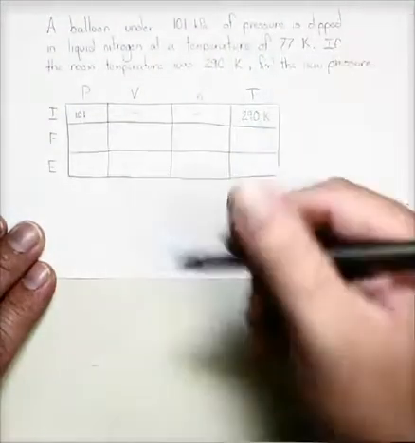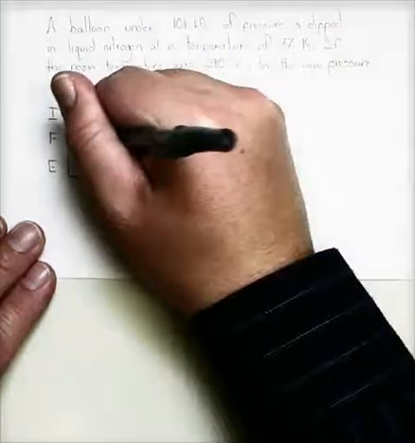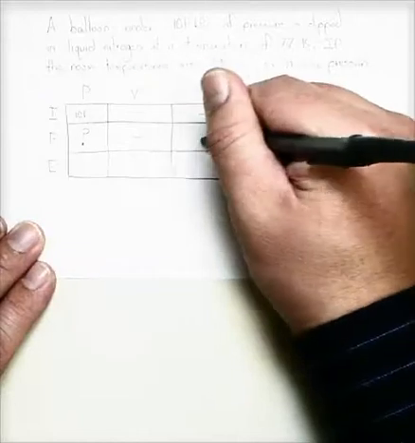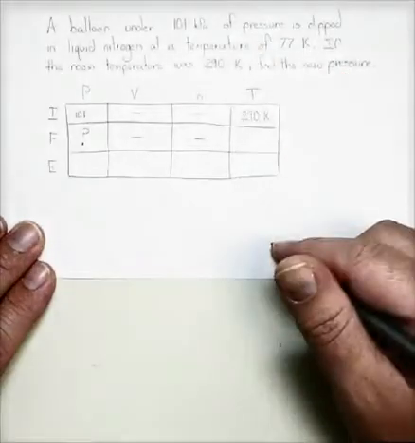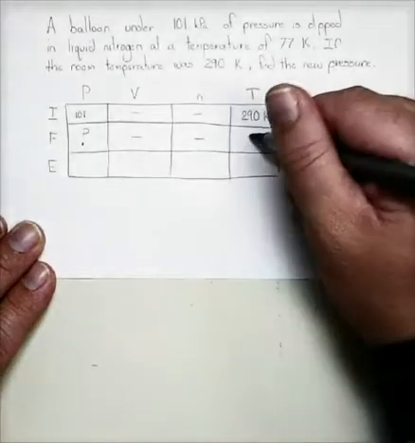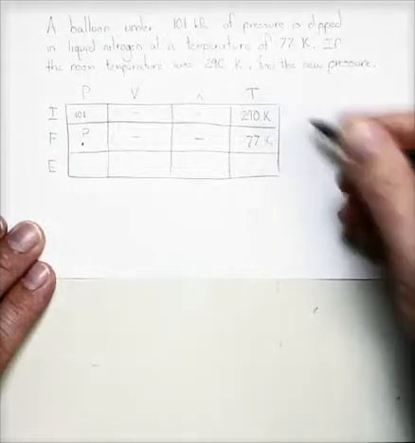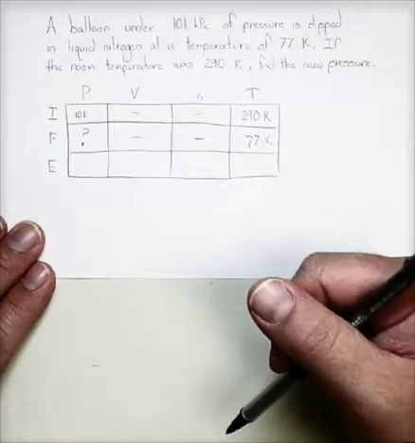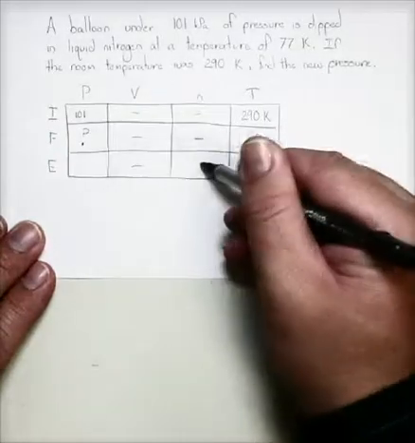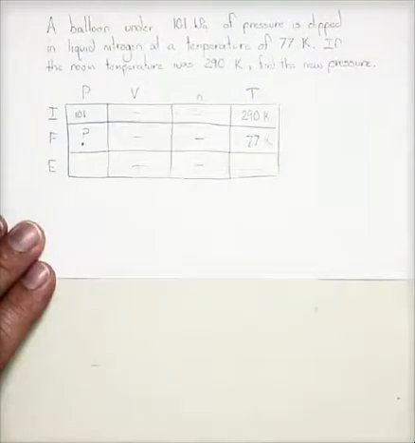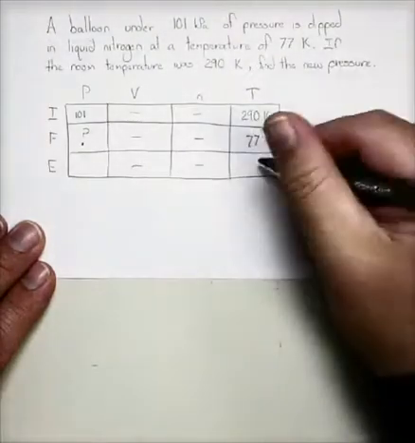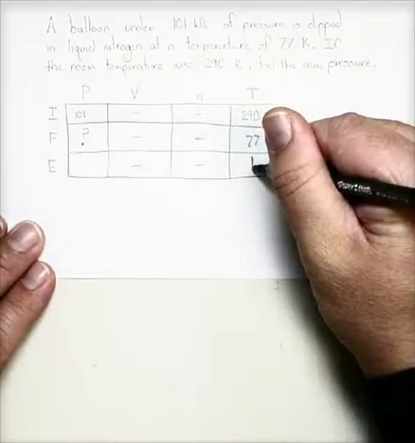So now let's talk about the final after the change. We don't know about the pressure, but volume and number of particles stayed the same, and the new temperature is now 77 Kelvin. And now we can start looking at the effect of all this. Volume and number of particles are easy. Temperature went down.